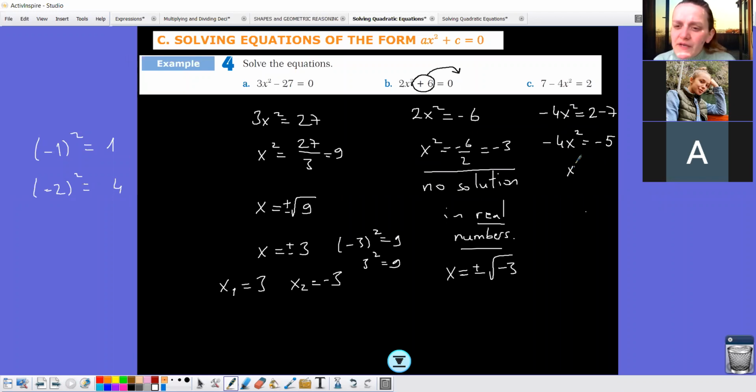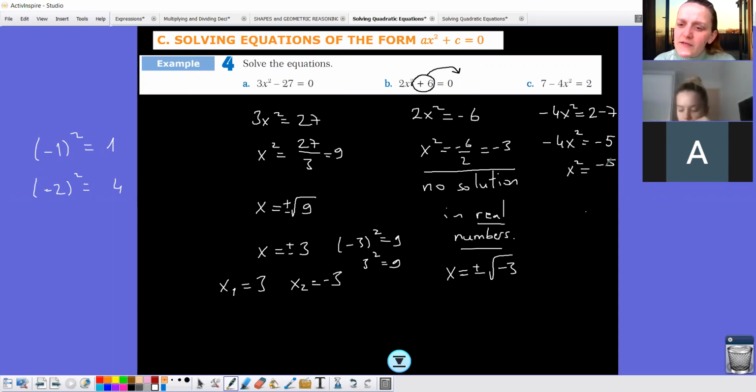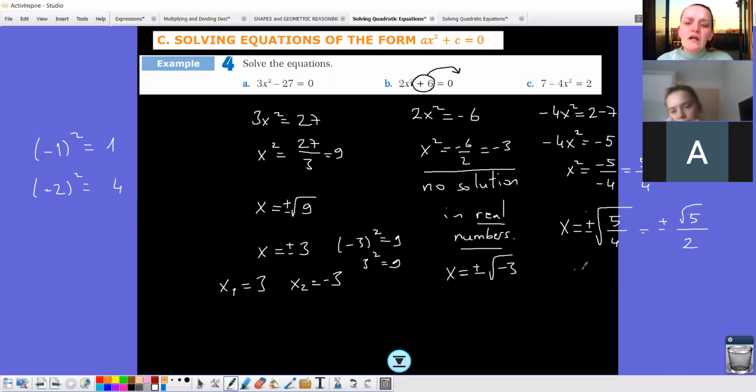Then x squared is equal to minus 5 over minus 4. Minus over minus will be plus, so 5 over 4 we have. So x will be plus or minus root of 5 over 4. In this case, we'll have plus or minus root of 5 over root of 2. So x1 is equal to root of 5 over 2, and x2 is equal to minus root of 5 over 2.